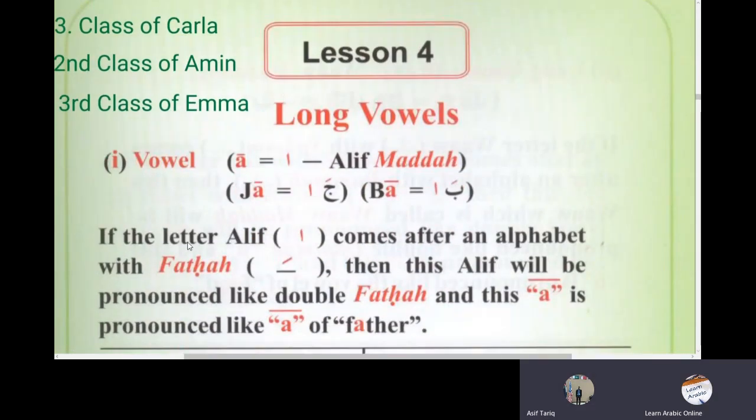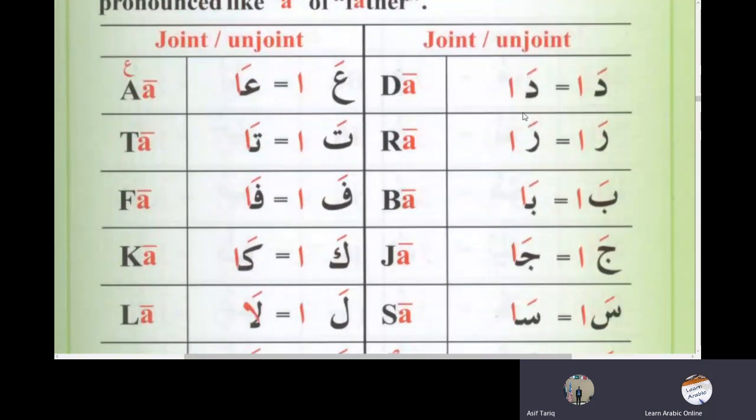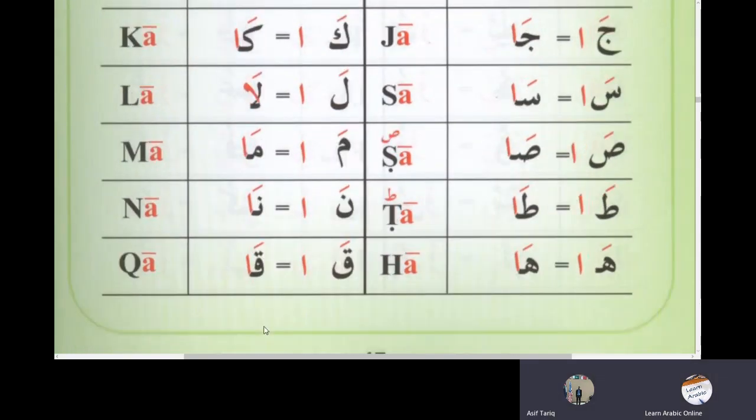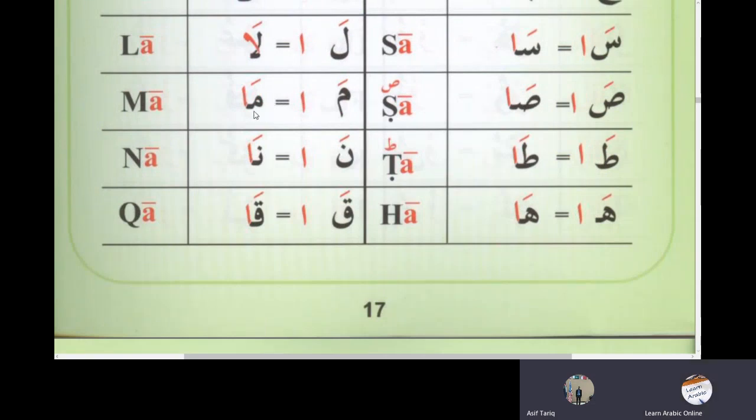Long vowels. If the letter alif comes after an alphabet with fatha, then this alif will be pronounced like double fatha, and this a is pronounced like the a of father. This is da, a, ra, ta, fa, ja, ka, sa, la, ma, ta, na, ha, fa.